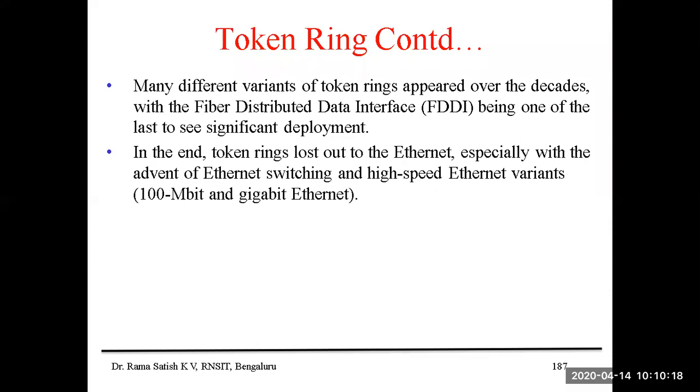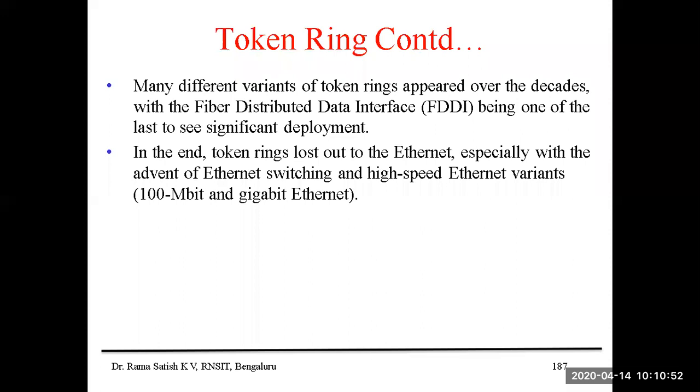And in the end, the token ring lost out to Ethernet, especially with the advent of Ethernet switching and high-speed Ethernet variants. It can go up to 100 megabits per second, 100 Mbps to Gbps, and that is the advancement that we have. So the normal interconnectivity of a token ring is 100 Mbps.